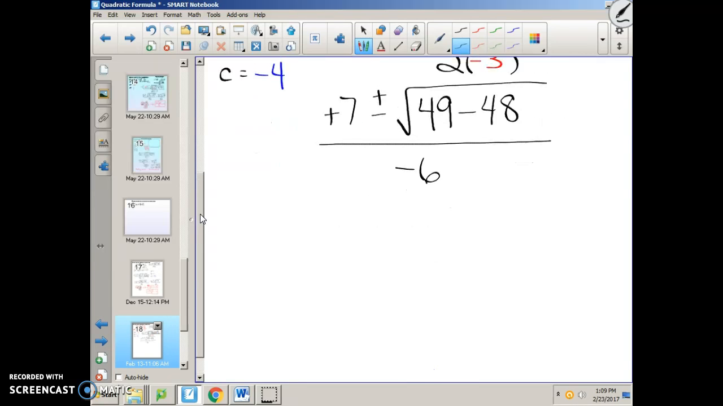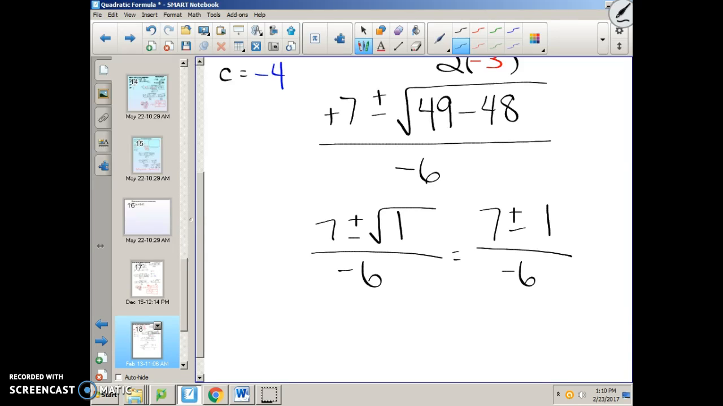Pause here to catch up as needed. 7 plus or minus... This is starting to get a little bit better. That first step is really crazy. Oh, this one's nice. 49 minus 48 is positive 1. That is an awesome thing to take a square root of, because the square root of 1, well, what times itself is 1? It's 1.